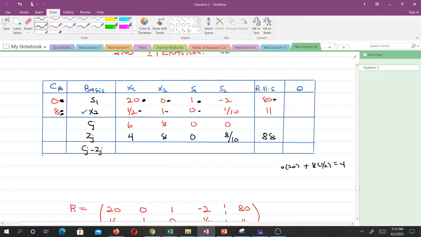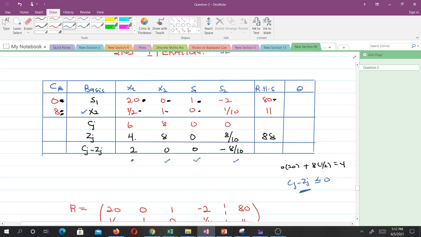And 6 minus 4 will be 2. 8 minus 8, 0. 0. Minus 8 over 10. Okay. So we said we have a stopping criteria, and that is, since we are maximizing, the CG minus the ZG should be less than or equal to 0. You can see this is less than 0. This is 0. This is 0. But this violates this. So that means that we still have to do another iteration.